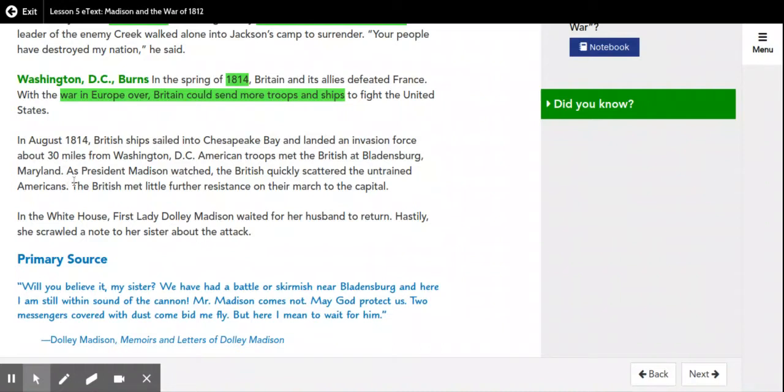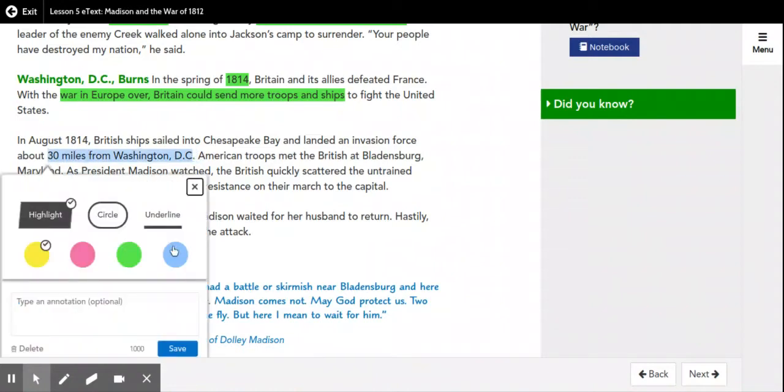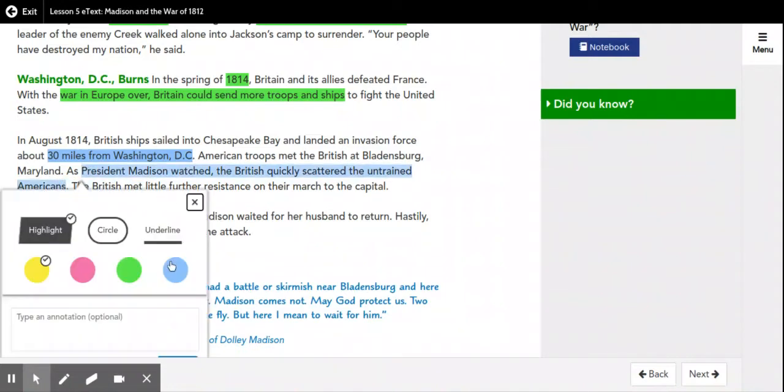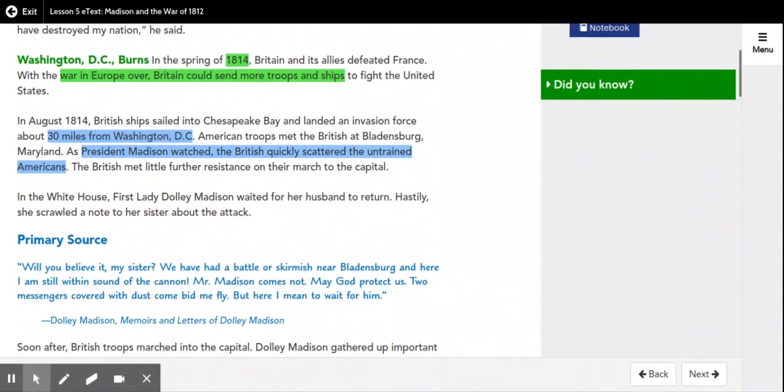In the White House, First Lady Dolly Madison waited for her husband to return. Hastily, she scrawled a note to her sister about the attack. Primary source: "Will you believe it, my sister? We have had a battle or skirmish near Bladensburg, and here I am still within sound of the cannon. Mr. Madison comes not. May God protect us. Two messengers covered with dust come bid me fly, but here I mean to wait for him." Dolly Madison, Memoirs and Letters of Dolly Madison.